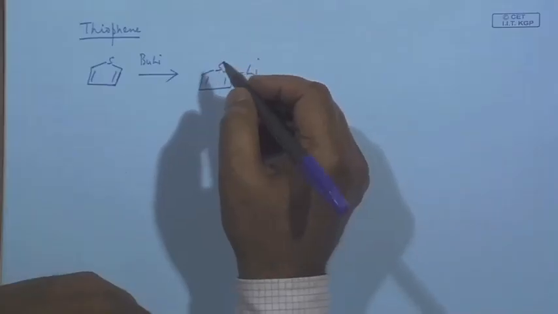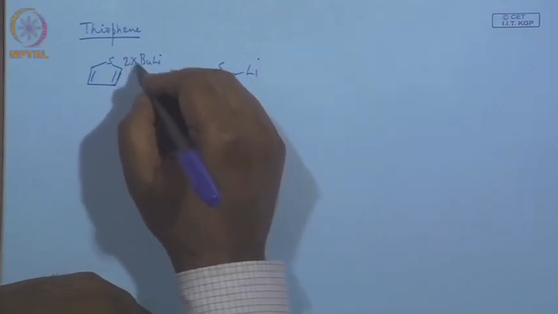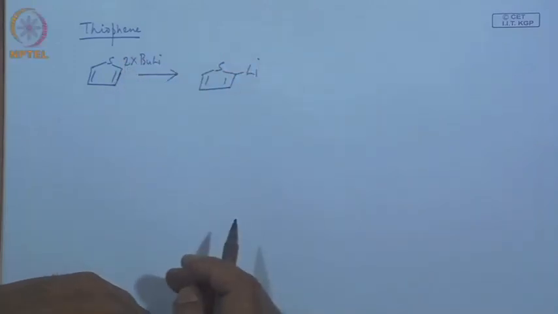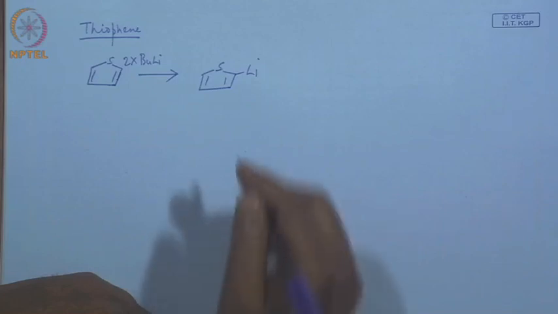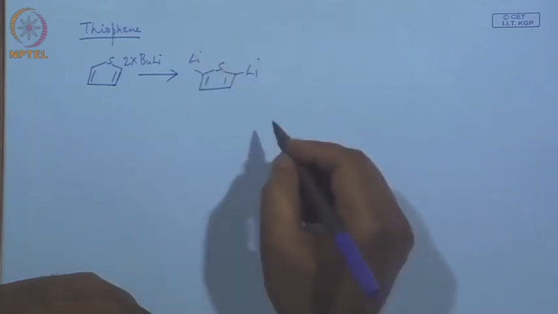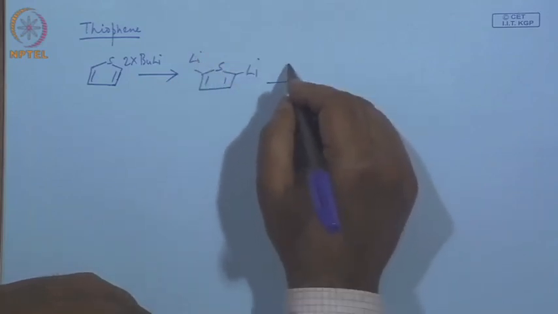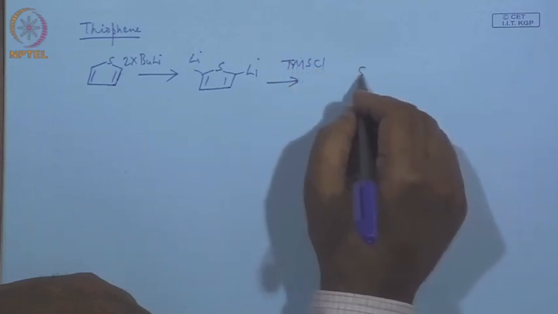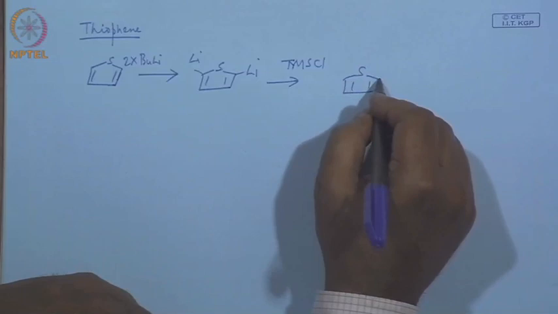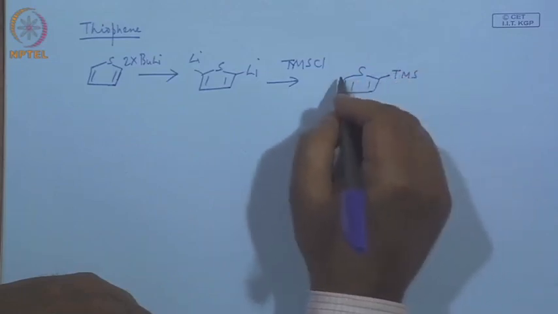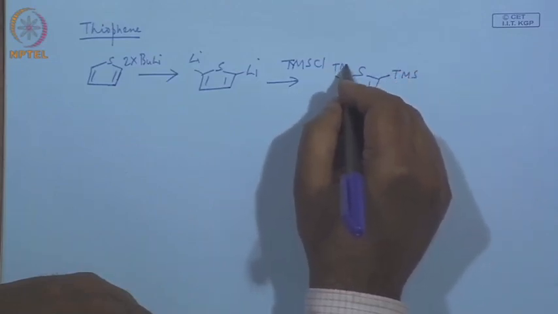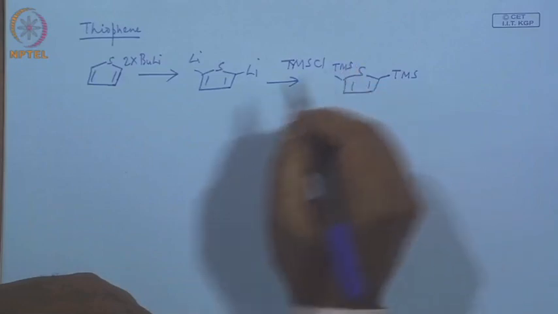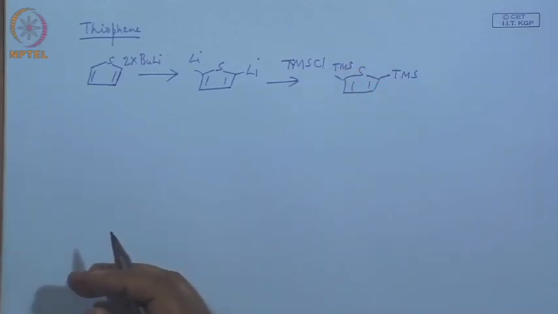Actually, for this example, you do not have to do any stepwise reaction. If you use 2 equivalents of butyl lithium, you will get 2 of them, and then TMS chloride. Obviously, I think all of us know by now. So, you will get incorporation of 2 TMS units in the ring.